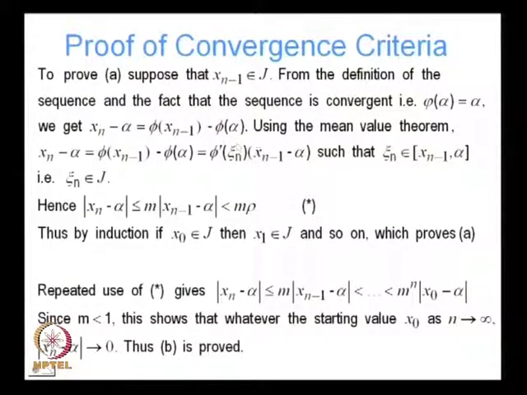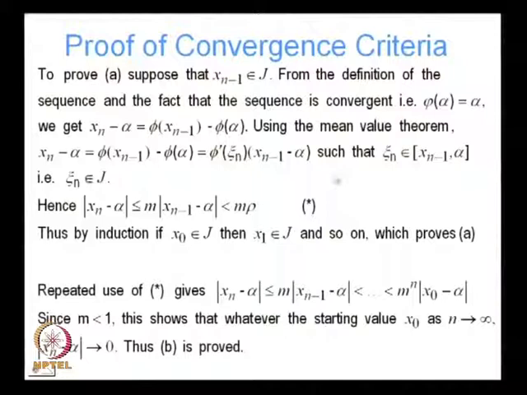If I use my mean value theorem, I can write xn minus alpha is equal to phi of xn minus 1 minus phi of alpha, which is equal to phi prime, the derivative evaluated at a point xi n, such that xi n lies between xn minus 1 and alpha, times xn minus 1 minus alpha, right. It is just the mean value theorem. This difference is approximated by the derivative evaluated at an intermediate point times the interval size, which is xn minus 1 minus alpha. This is going to be true if there is a xi n which belongs to J, right, belongs to this interval.